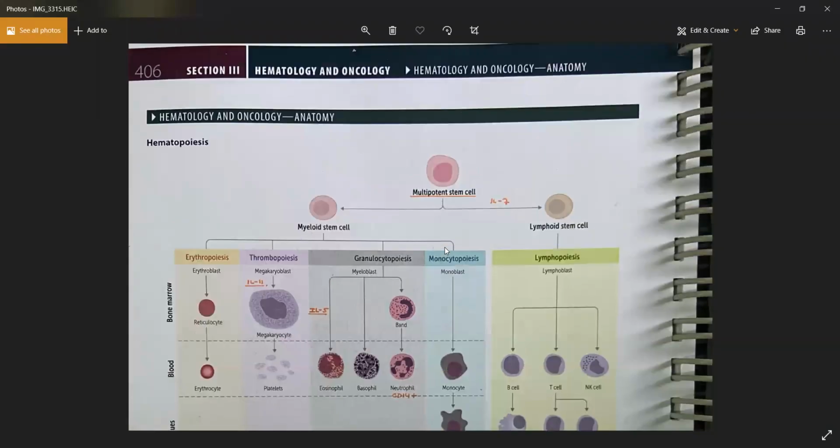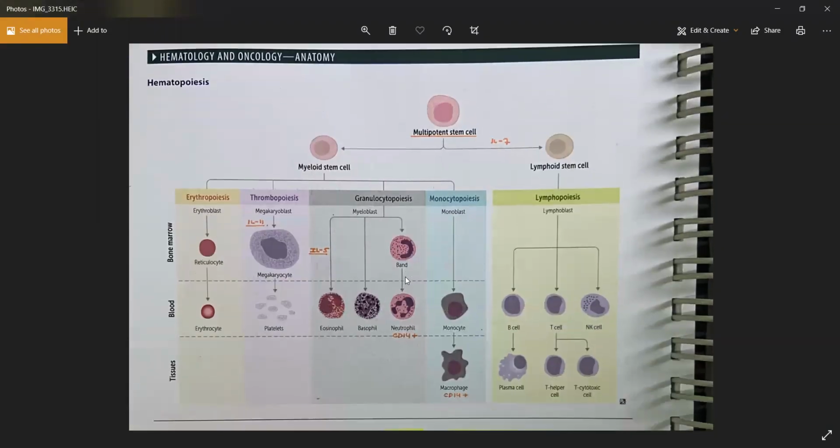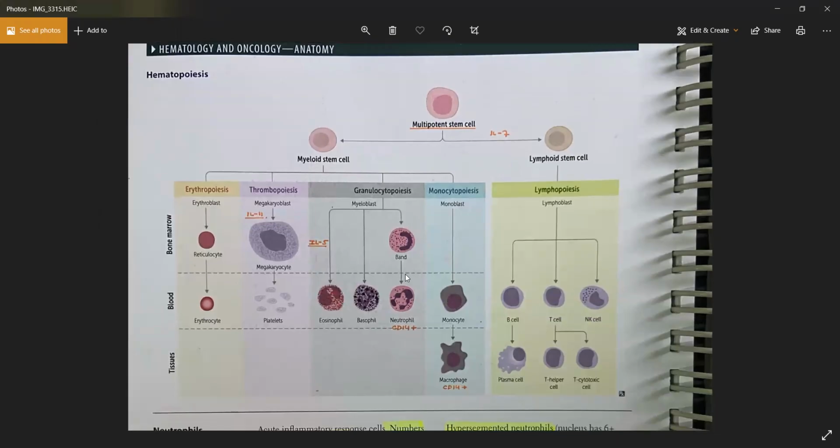Okay, the embryology is done, and now let's study the anatomy. First we need to know how these blood cells form in the bone marrow. First you will have multipotent stem cells. They can go in two ways: either they become the myeloid stem cells or they become the lymphoid stem cells. The myeloid stem cells will then further form the erythrocytes, platelets, eosinophils, basophils, neutrophils, macrophages, and other cells, right? And these lymphoid stem cells will form the NK cells and the lymphocytes.